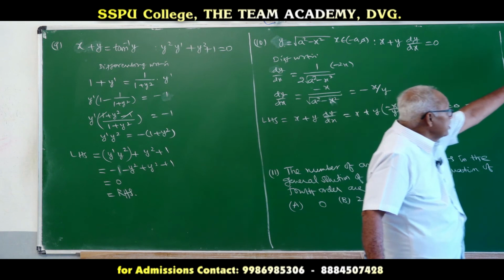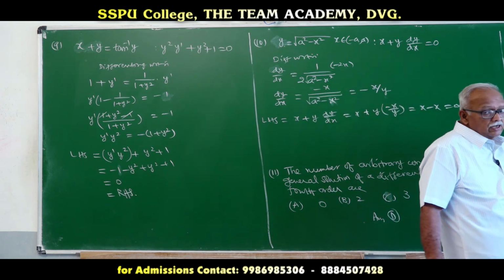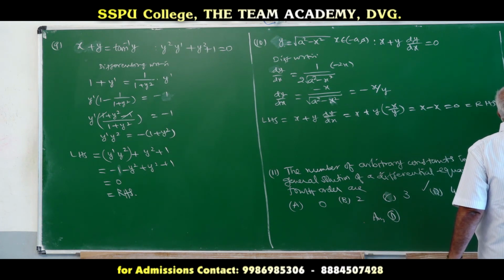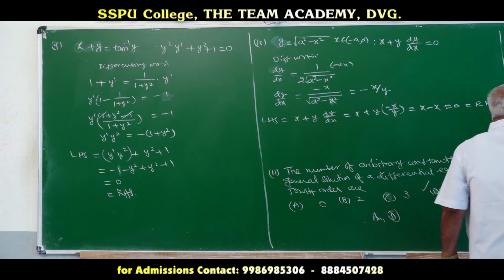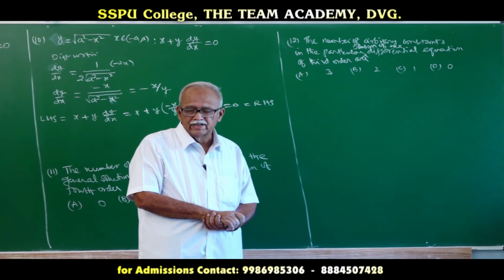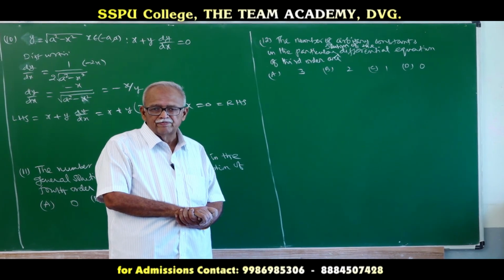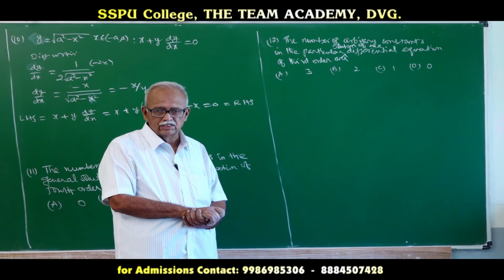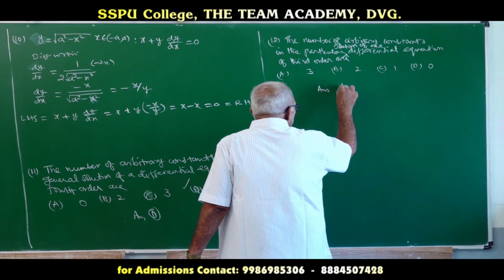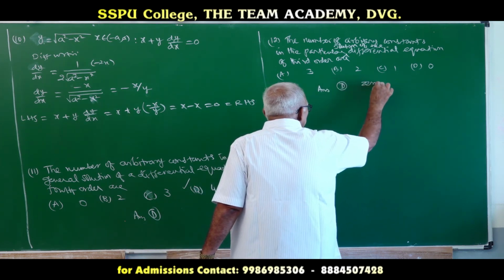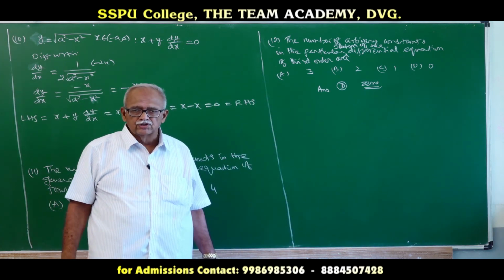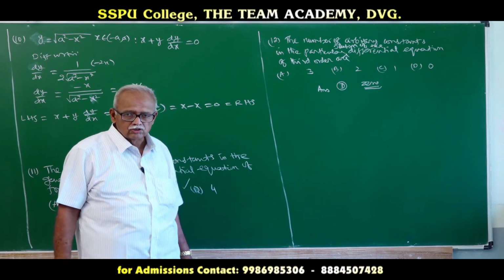Now, the number of arbitrary constants in the particular solution of the differential equation. In a particular solution there will be no arbitrary constants. We have seen the definition of particular solution, there will be fixed constants, there are no arbitrary constants in the particular solution. So, what is the answer for this question? Answer is D option, which is 0. Number of arbitrary constants will be 0. Thank you. This completes the second exercise also.